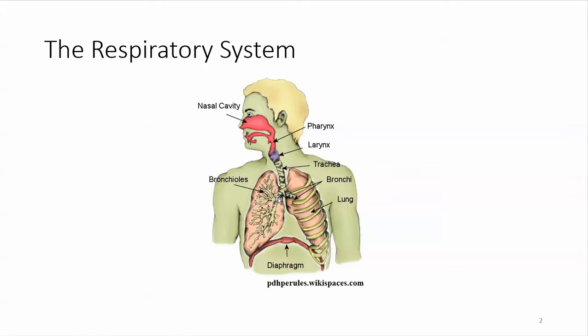And then it goes into the 2 bronchi and then the bronchioles. And then here's our diaphragm. When the diaphragm contracts, we inhale or take oxygen into the lungs. When the diaphragm relaxes, CO2 is pumped out of the lungs.